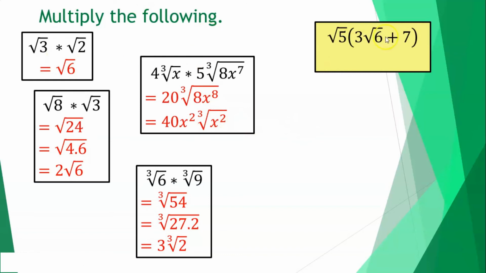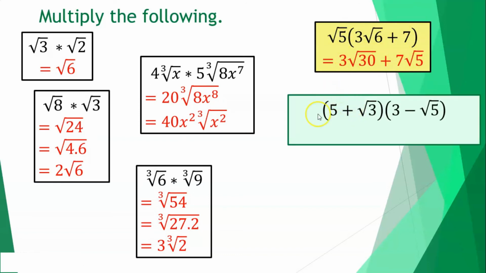Next. Okay, this one. With this, you simply multiply the radical to the terms inside. So this would become square root of 5 times 3 square root of 6, that would be 3 square root of 30, and multiply this, that would be 7 square root of 5.